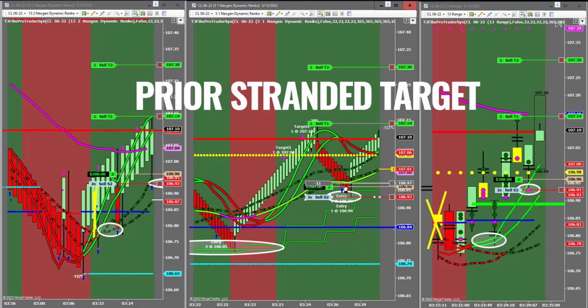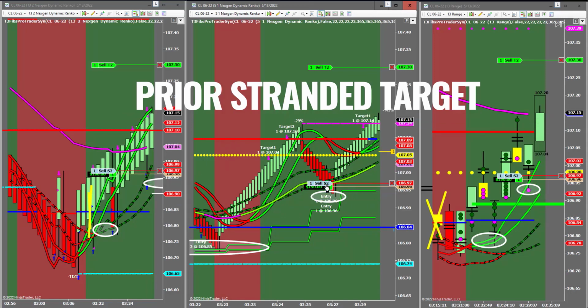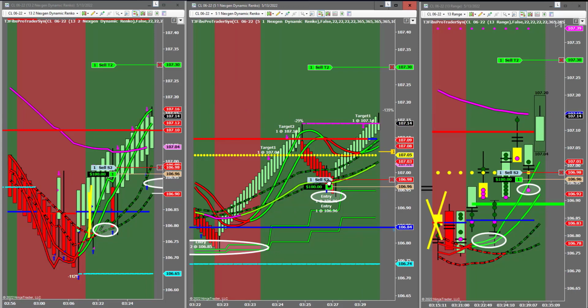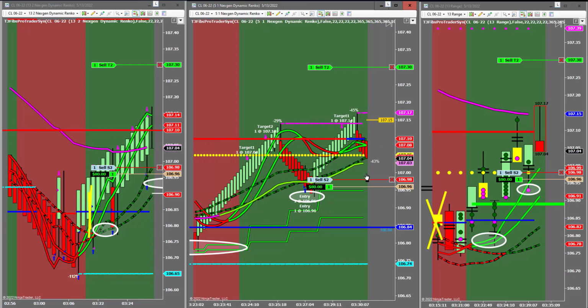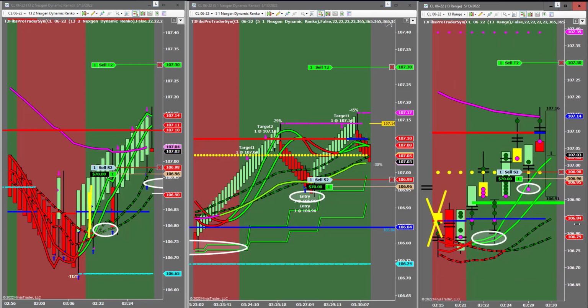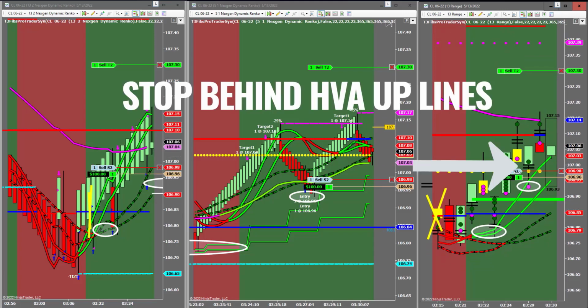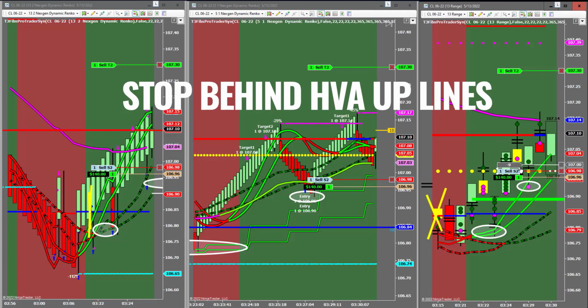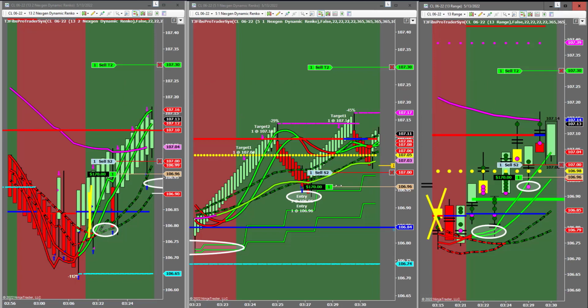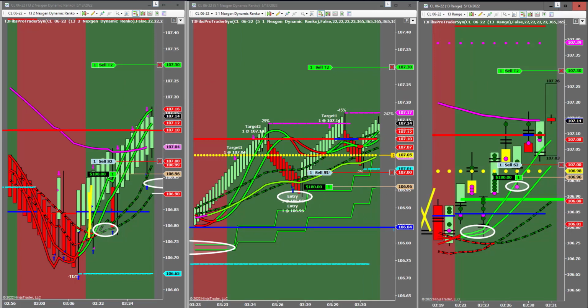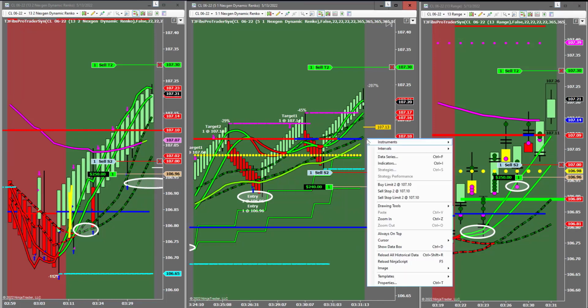Remember, we talked about prior stranded buyers or sellers. So we got to the prior high plus the prior stranded buyers, the green dot over there. So that's a really good spot to take some money off. And with all the triggers up, we'll see if we can continue. I like to leave my stop behind the prior bar's high volume area. See that? That would be inside of it right there. Usually I like to leave it below it, but we got a new pivot up on the 5-1 chart, which will allow me to bring my rules.